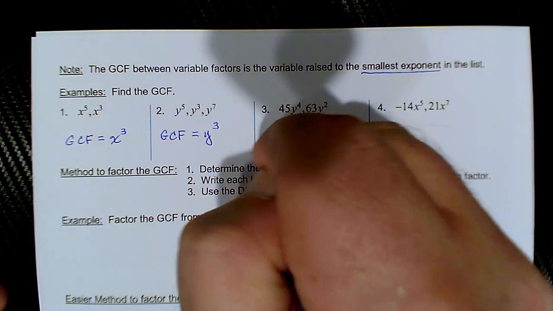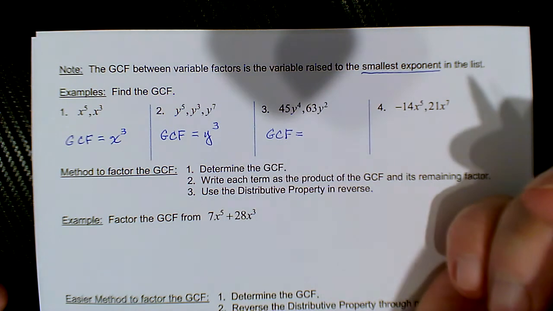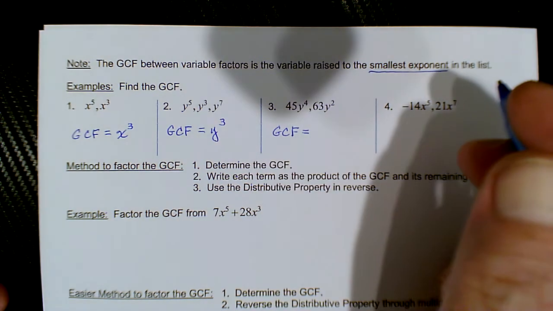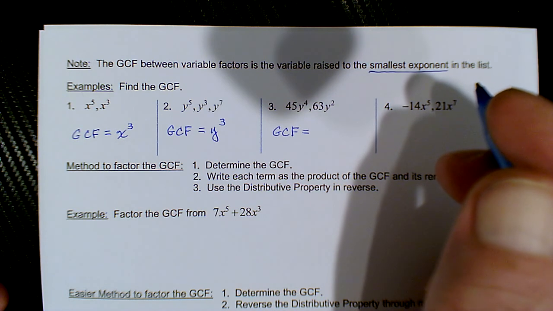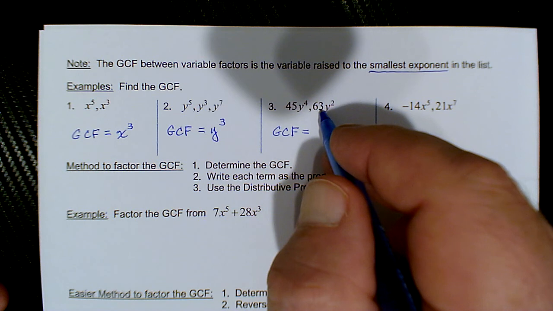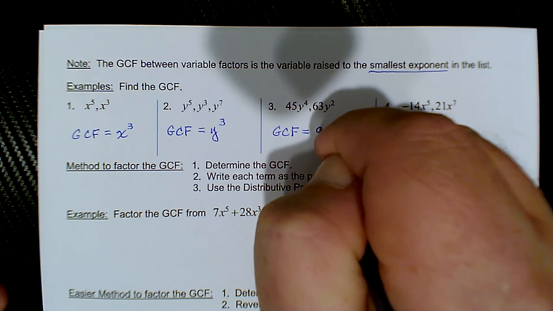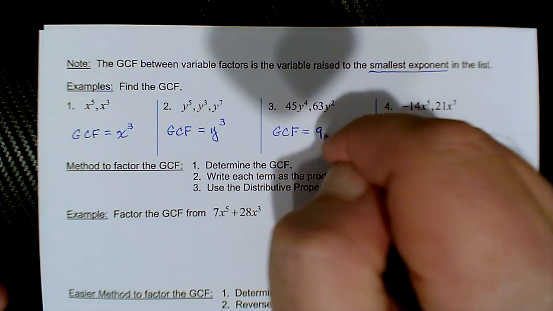A lot of these you can, just by knowing your multiplication facts, you don't have to go through the formal greatest common factor process like we did on the first page. You could just simply pick out the greatest common factor. When you look at 45 and 63, just knowing your multiplication facts, hopefully you realize that 9 is common. And then between y to the 4th and y squared, the smallest power, y squared.